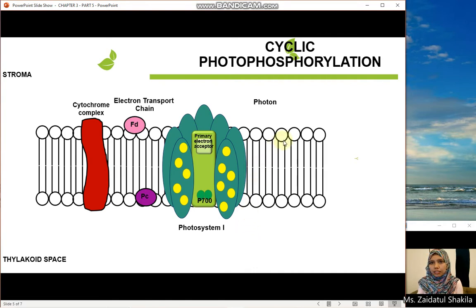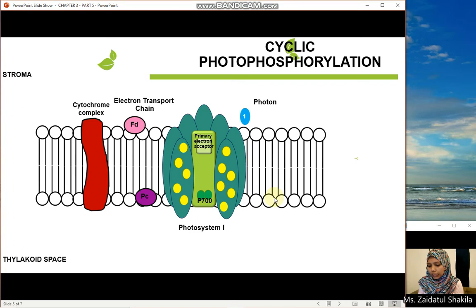Again, in the middle of this diagram is the thylakoid membrane. The inner part is the thylakoid space and the outer part is the stroma. Photosystem 1 is embedded in the membrane of the thylakoid, and there is a series of protein complexes involved in the electron transport chain of cyclic photophosphorylation: the protein ferredoxin, a cytochrome complex, and a plastocyanin. So let's discuss how ATP is produced in cyclic photophosphorylation.